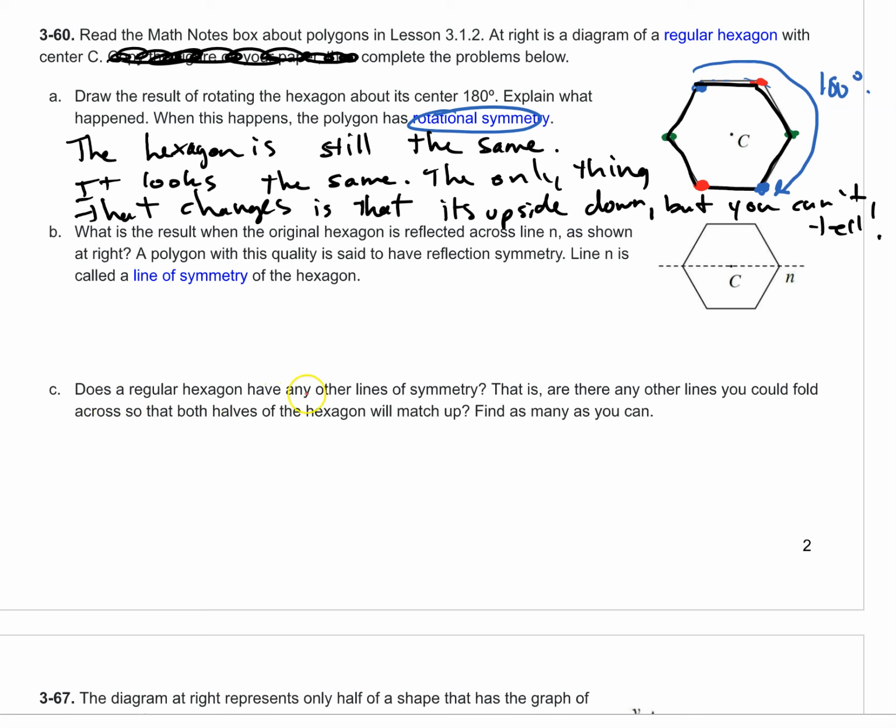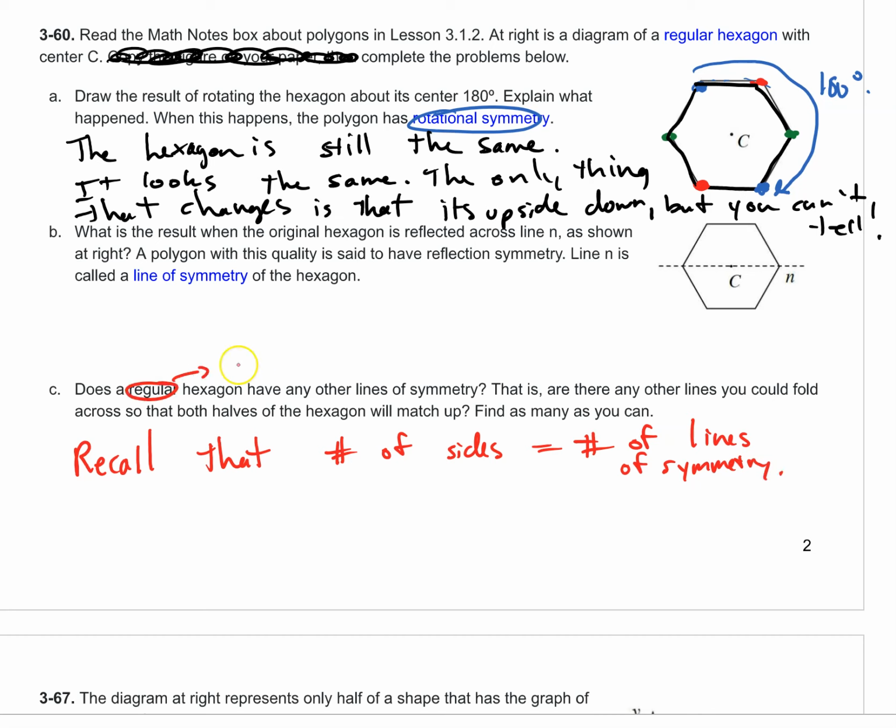For C, does a regular hexagon have any other lines of symmetry? That is, are there any other lines you could fold across so both halves of the hexagon will match up? Just recall that. Recall in your brains that number of sides equals number of lines of symmetry. This word regular means all sides are equal length.